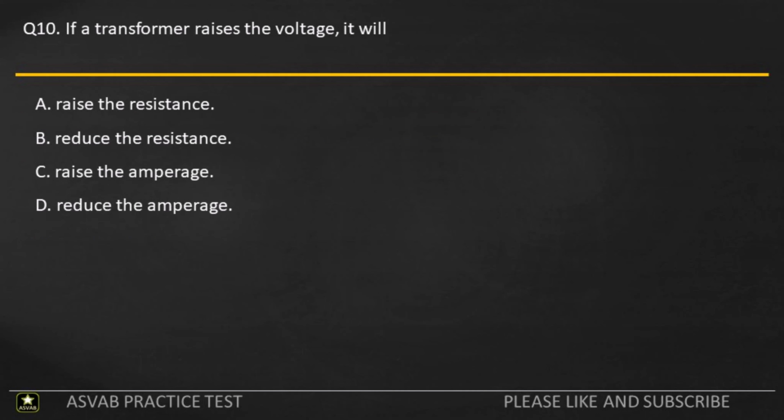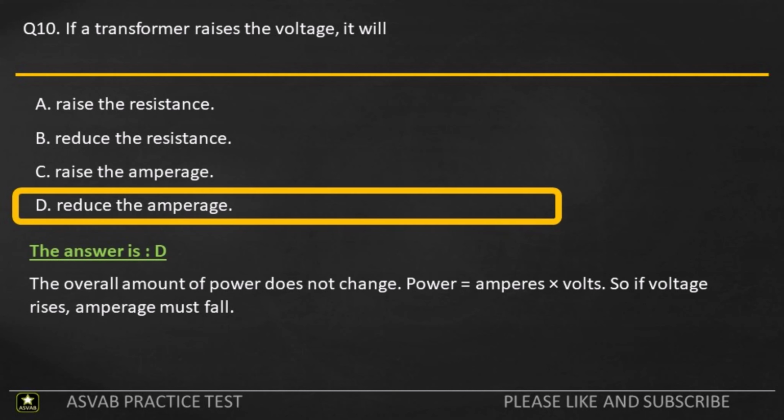Q10. If a transformer raises the voltage, it will A. Raise the resistance, B. Reduce the resistance, C. Raise the amperage, D. Reduce the amperage. The answer is D. The overall amount of power does not change. Power equals amperes times volts. So if voltage rises, amperage must fall.